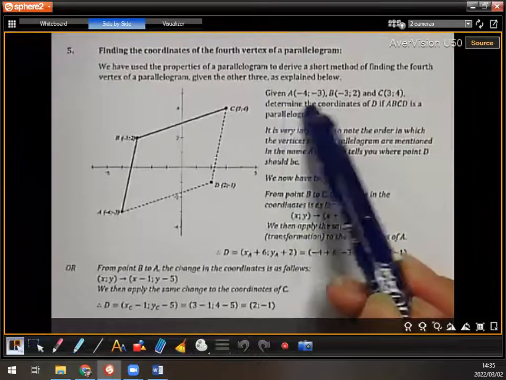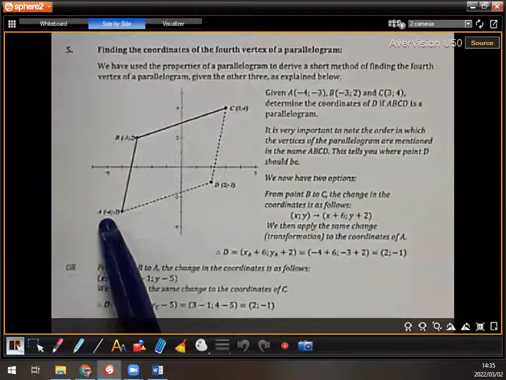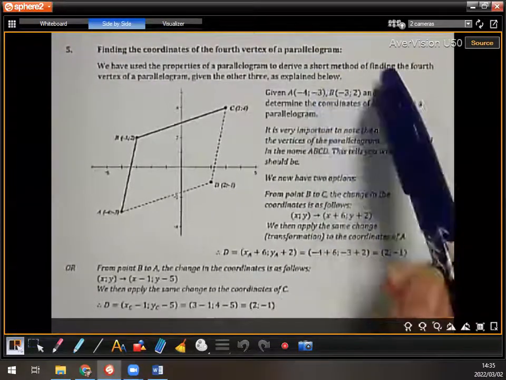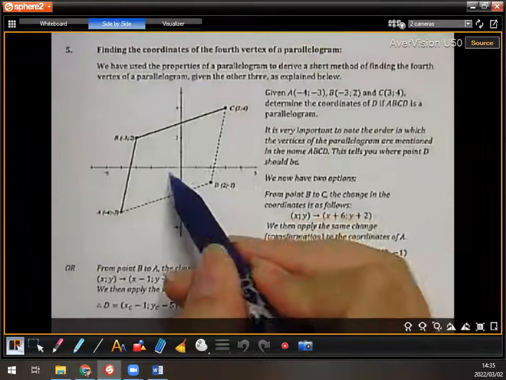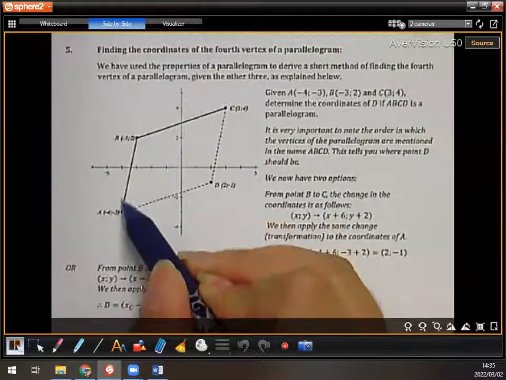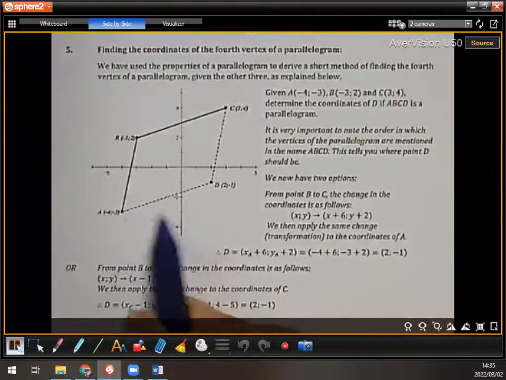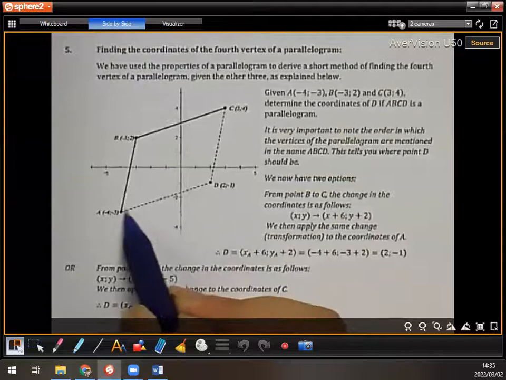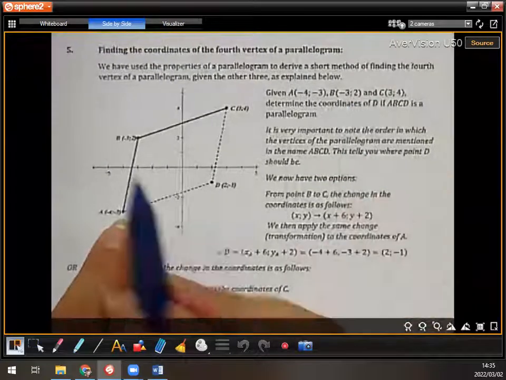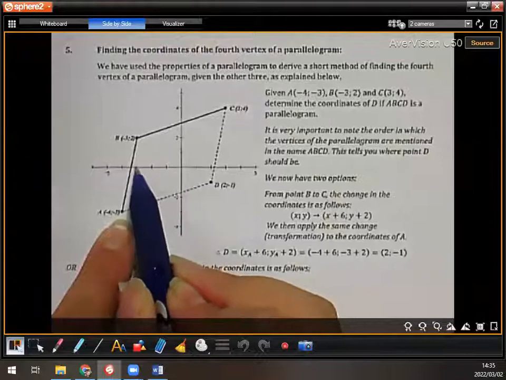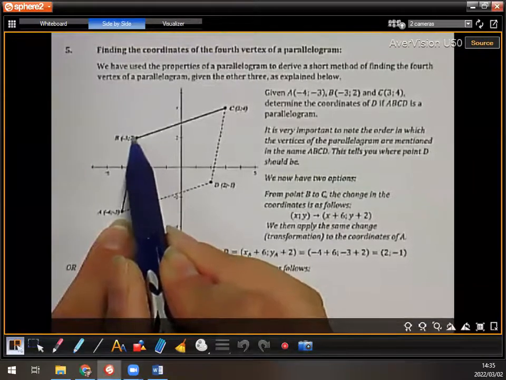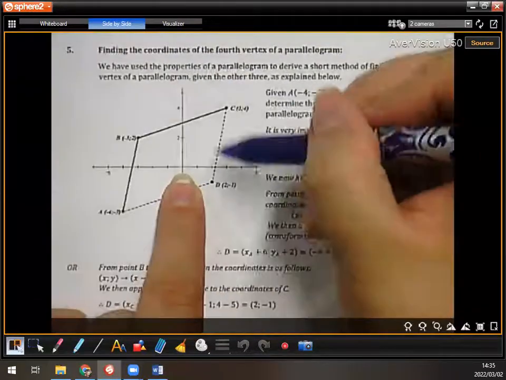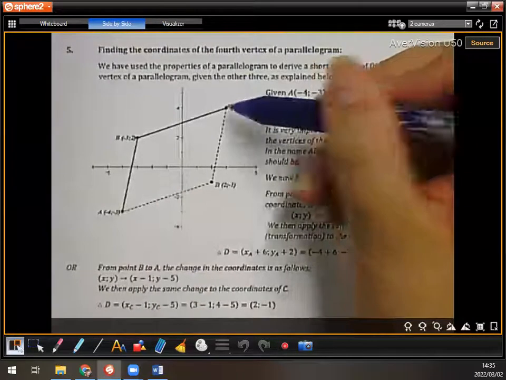Given A is (-4, -3), right? Now guys, remember that how coordinates work is the first one is the x value and the next one is the y value. So -4 is in line with -4 on the x-axis and -3 on the y-axis, right? There's -1, -2, -3. So that's point A. Point B is (-3, 2), so -3 on the x-axis and 2 on the y-axis. And then C is (3, 4). So we go 1, 2, 3, and then 1, 2, 3, 4. Right, there we have point C.